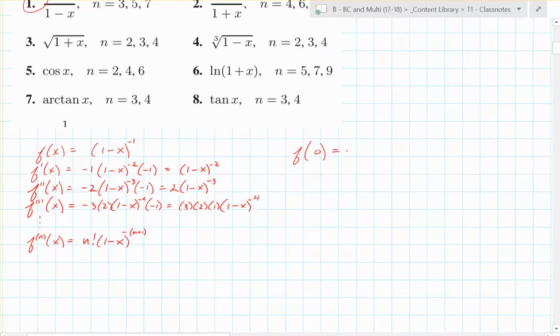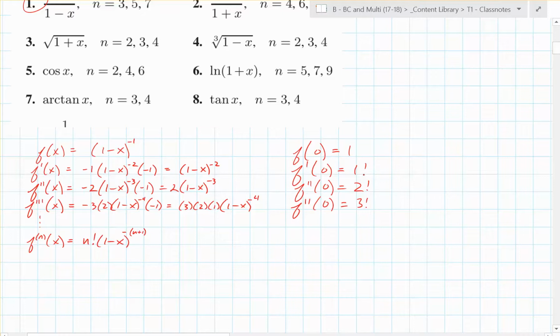So f of 0. What's f of 0 going to be? 1. What's f prime of 0 going to be? 1. Do we agree? Is it 1 and 1? Is f prime of 0 1? Yeah. What's f double prime of 0? 2. What's f triple prime of 0? Not 2 factorial, 3 factorial.